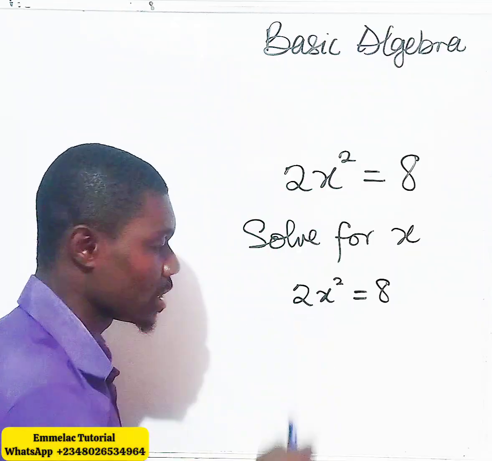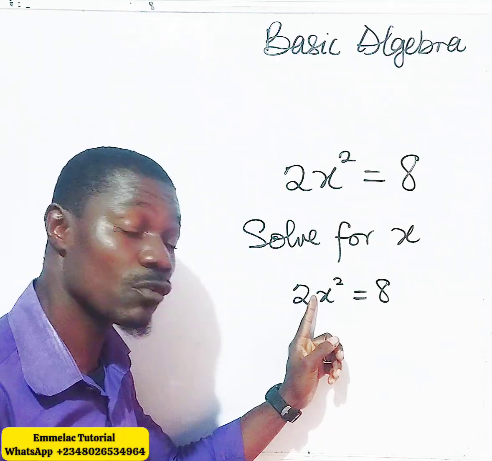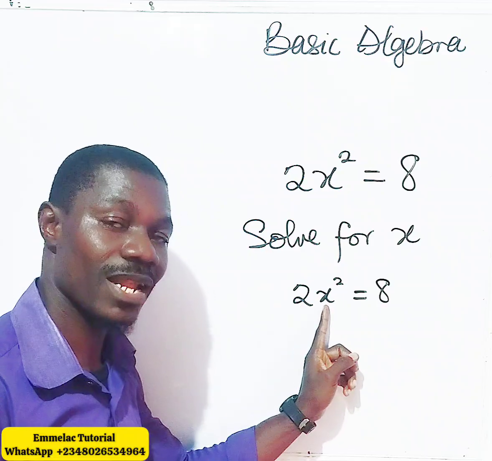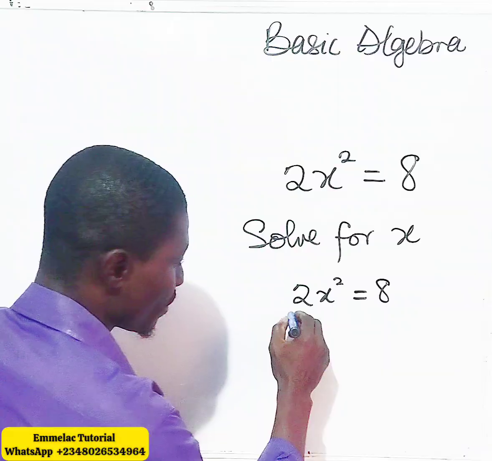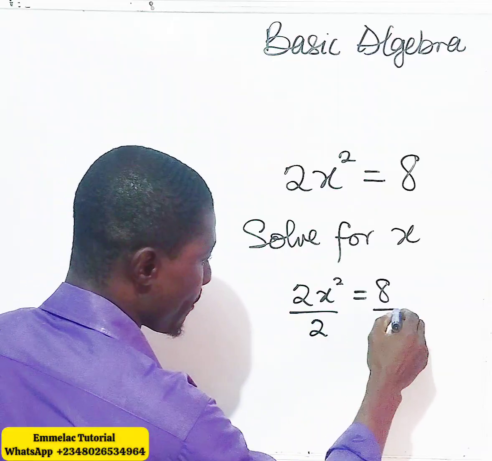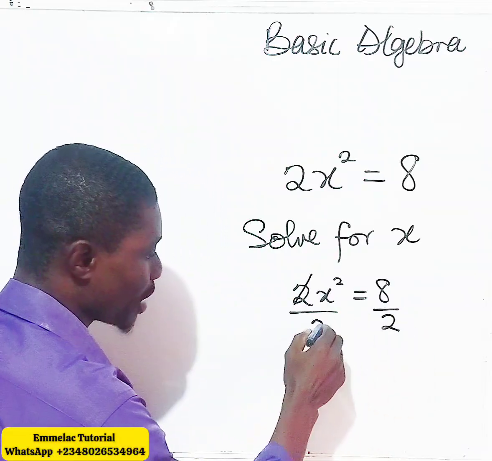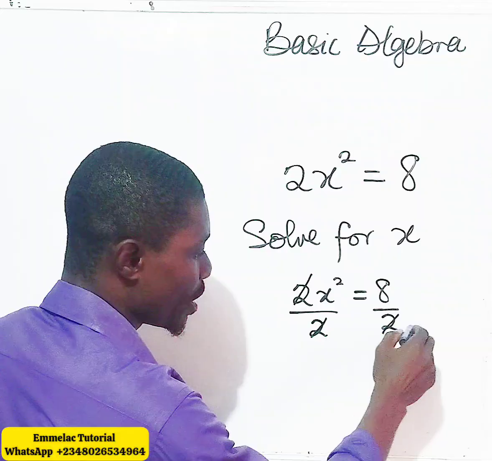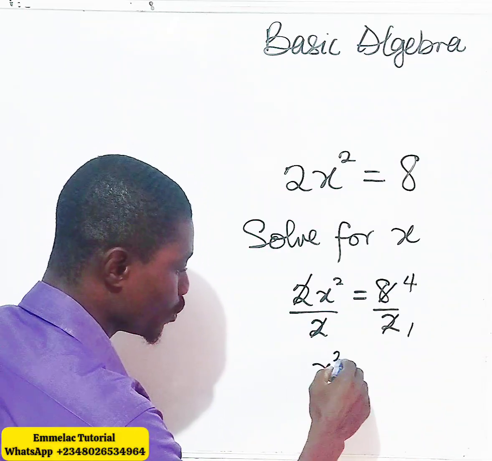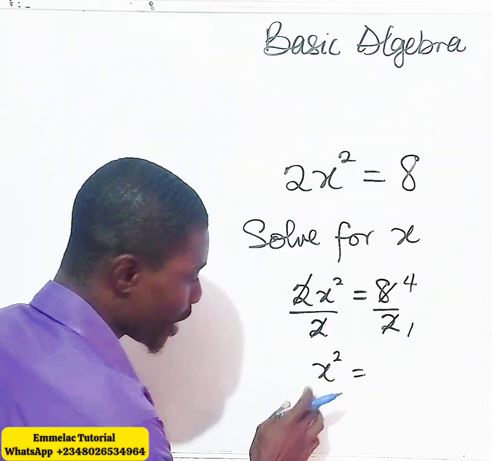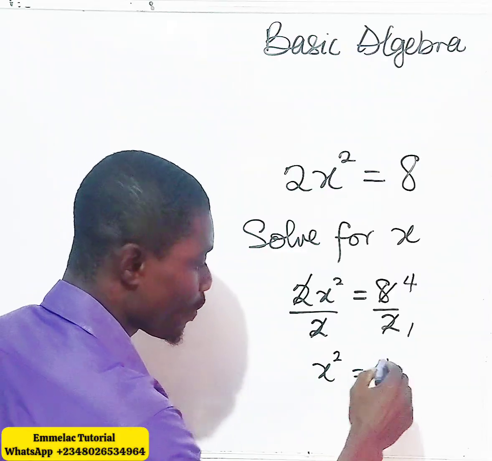X squared. Since the sign of operation between 2 and x squared is multiplication, you divide. You divide by 2, then this cancels out this 2. Here, 8 divided by 2 is 4. We are left with x raised to 2 equals 4.